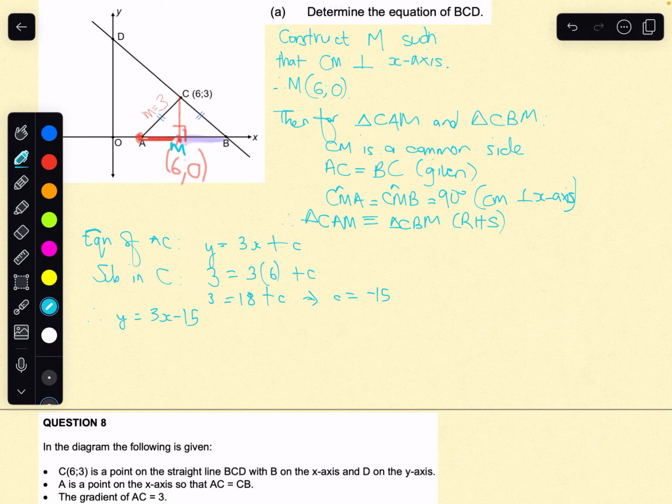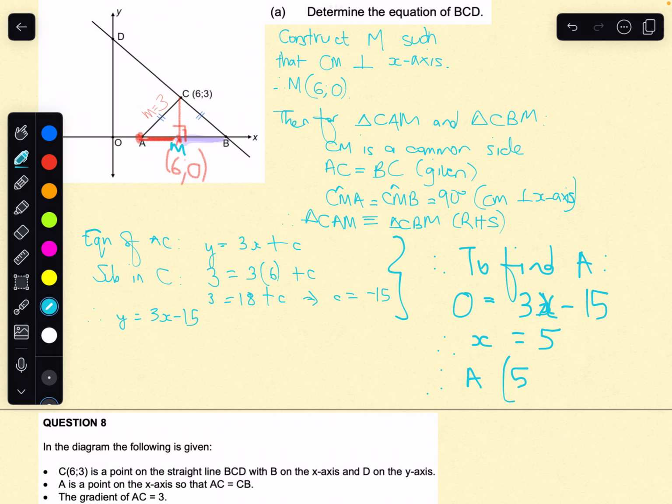Okay, so now we can use that. Therefore, to find A, we are looking for the x value that gives us a y of 0. So 0 is equal to 3x minus 15, and you can just kind of visually see that x must be equal to 5, right? 3 times 5 is 15, minus 15 is 0. So now we know that A has the coordinates 5, 0, right? And why is that?